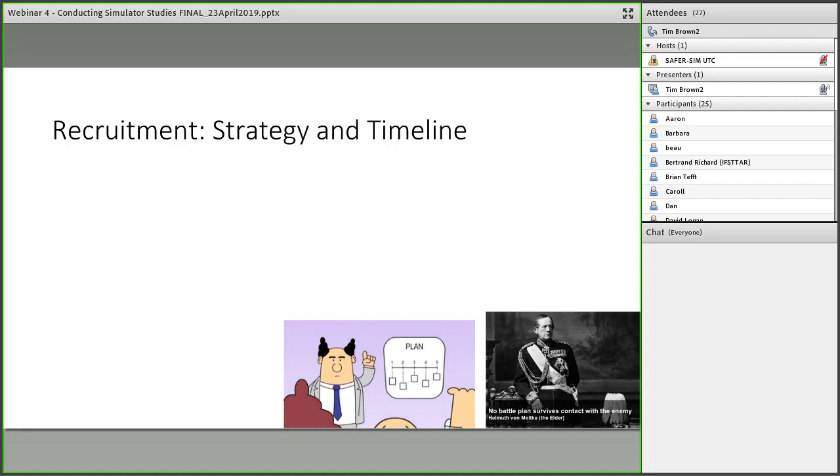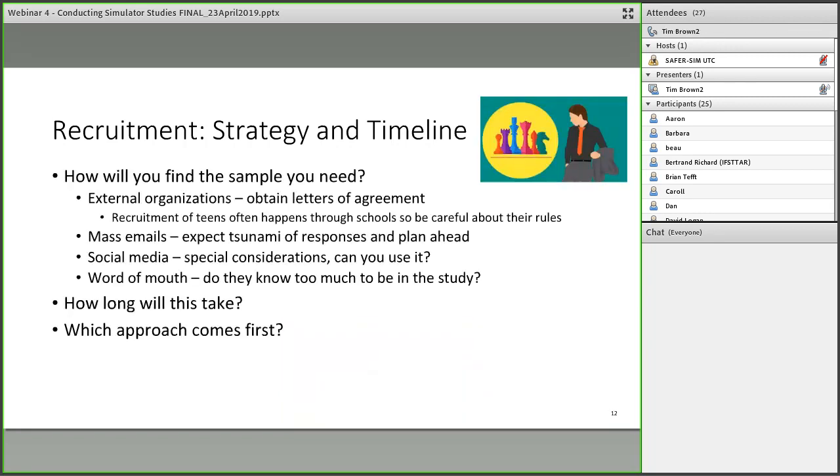And there's a quote I like: "No battle plan survives contact with the enemy." This can be translated into no recruitment plan survives the first wave of recruitment. It seems like every time you start, there's something you don't count on, and you're not getting the sample the way you want to, even though it's worked in the past. So we're going to talk a little bit about that. This is really about strategy. How do you find the sample you need?